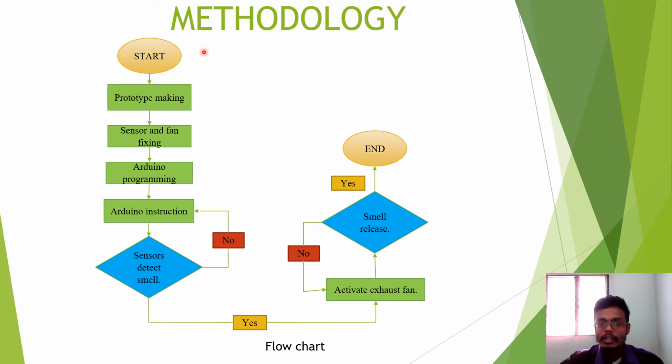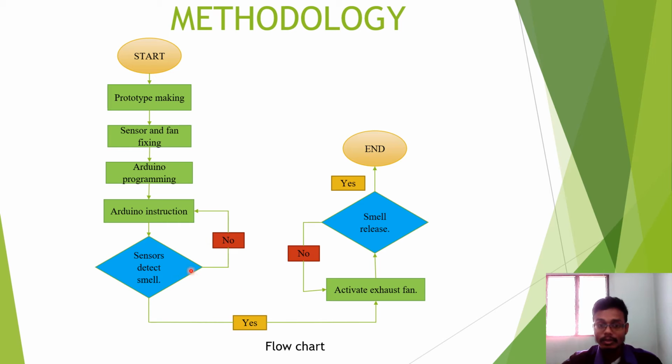The next part is methodology. My project methodology starts with prototype making. The next is sensor and fan fixing on the prototype. The next one is Arduino programming and Arduino instruction. As the Arduino instruction is implemented, the sensor will detect smell. If the sensor detects smells, the exhaust fan will be activated.